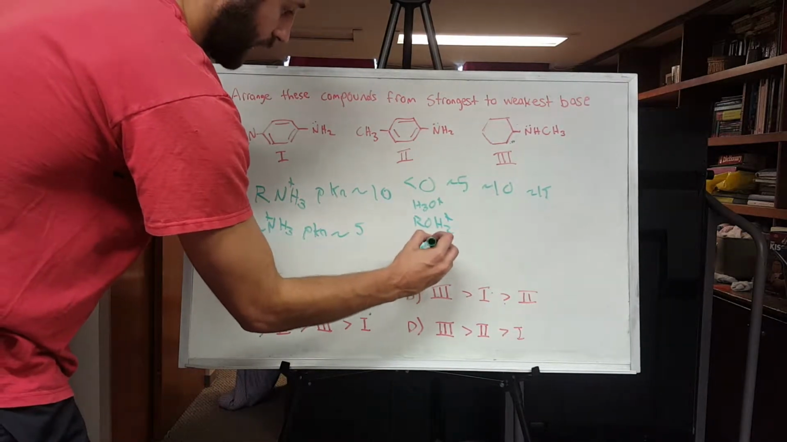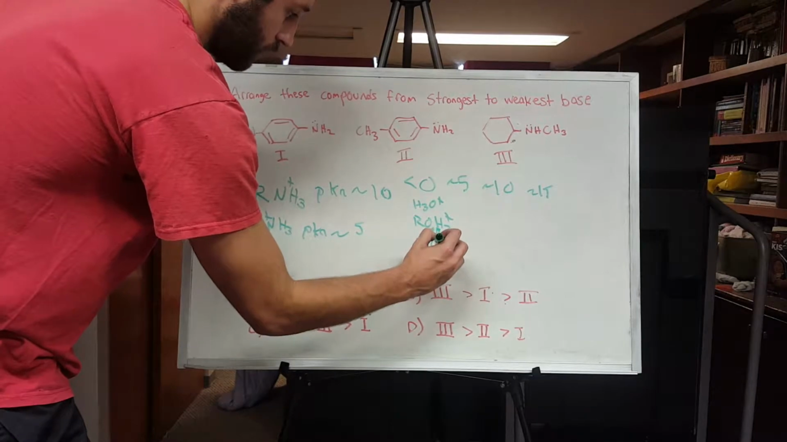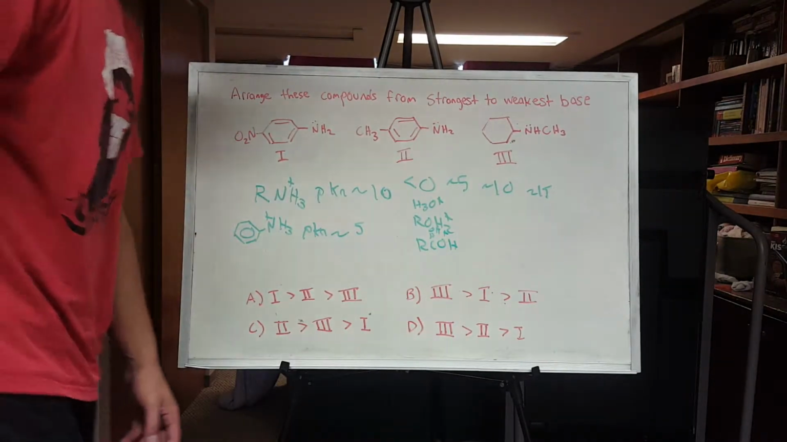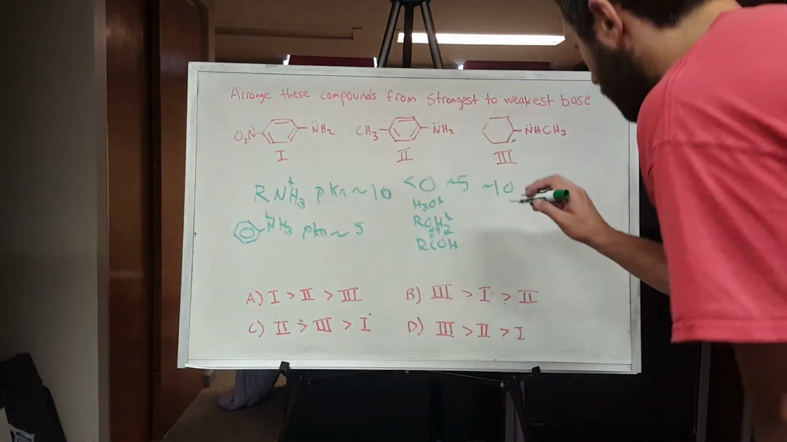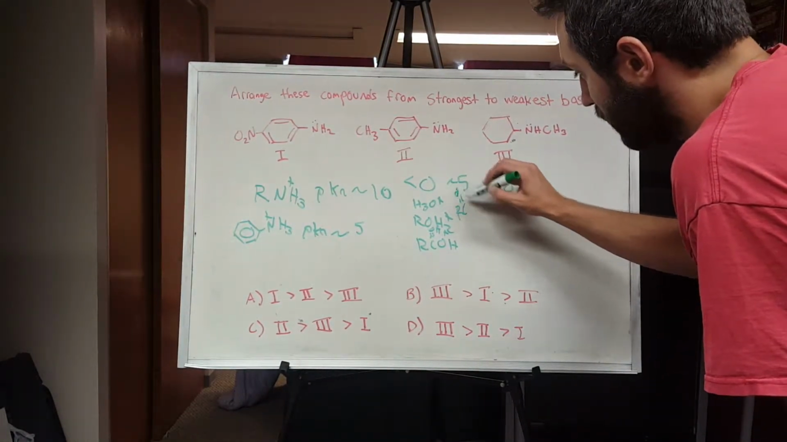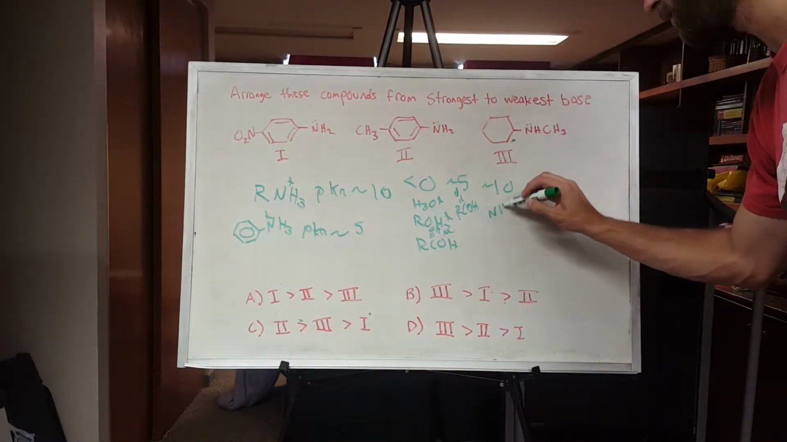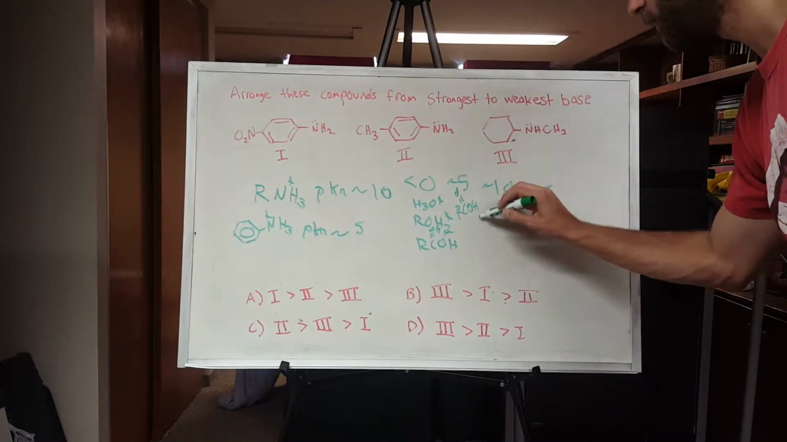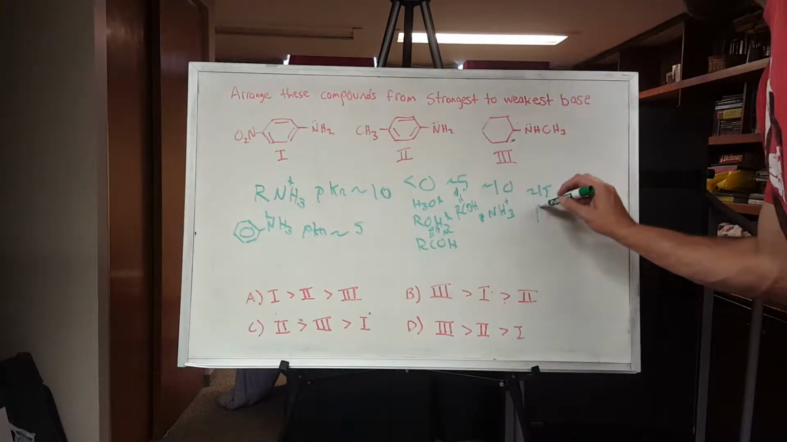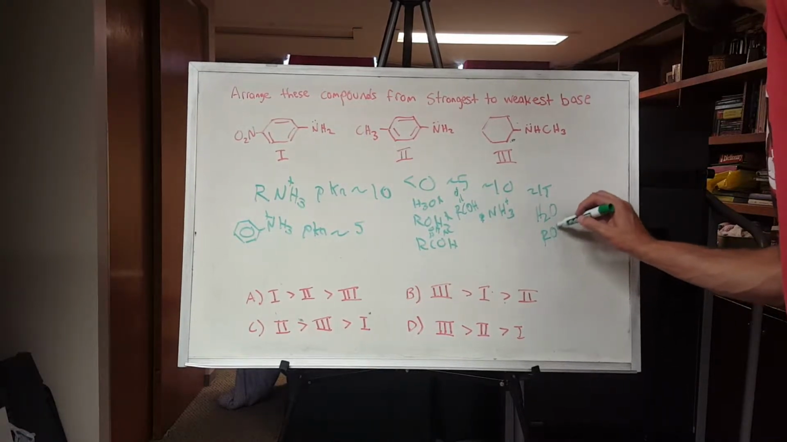Protonated carboxylic acid, OH plus, that's around 0. Around 5 is regular carboxylic acid. Around 10 is our protonated amines, right? So you should know that number. Around 15 is H2O and ROH, right?